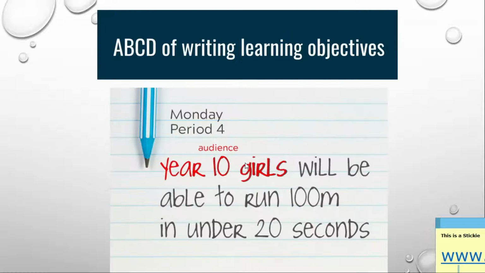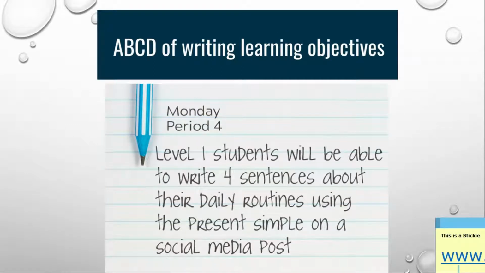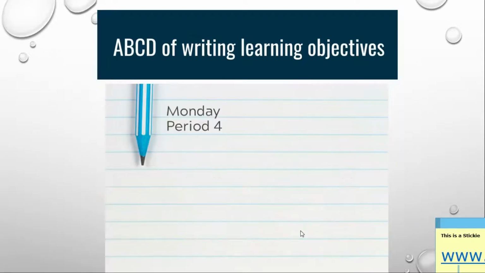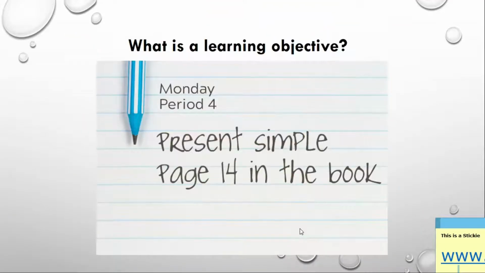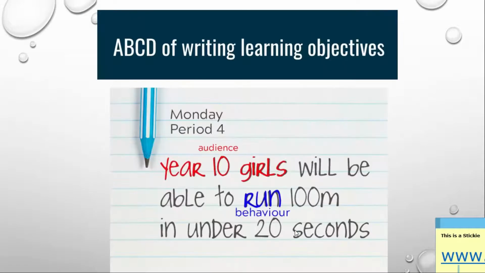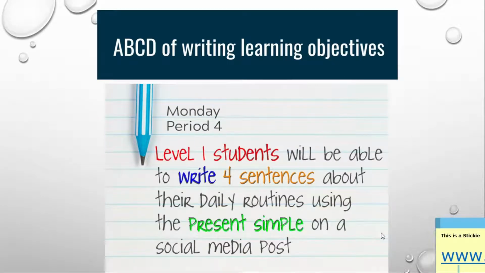When you're writing a learning objective for a language class, here's an example. Level 1 students will be able to write 4 sentences about their daily routines using the present simple on a social media post. Level 1 students is the audience. Write is the behavior I want them to do. 4 sentences is the degree, of what I want them to do, and present simple is the content. This is the language content. Comparing that to what we had earlier, which was just present simple, we can see there's a bit more detail in it.